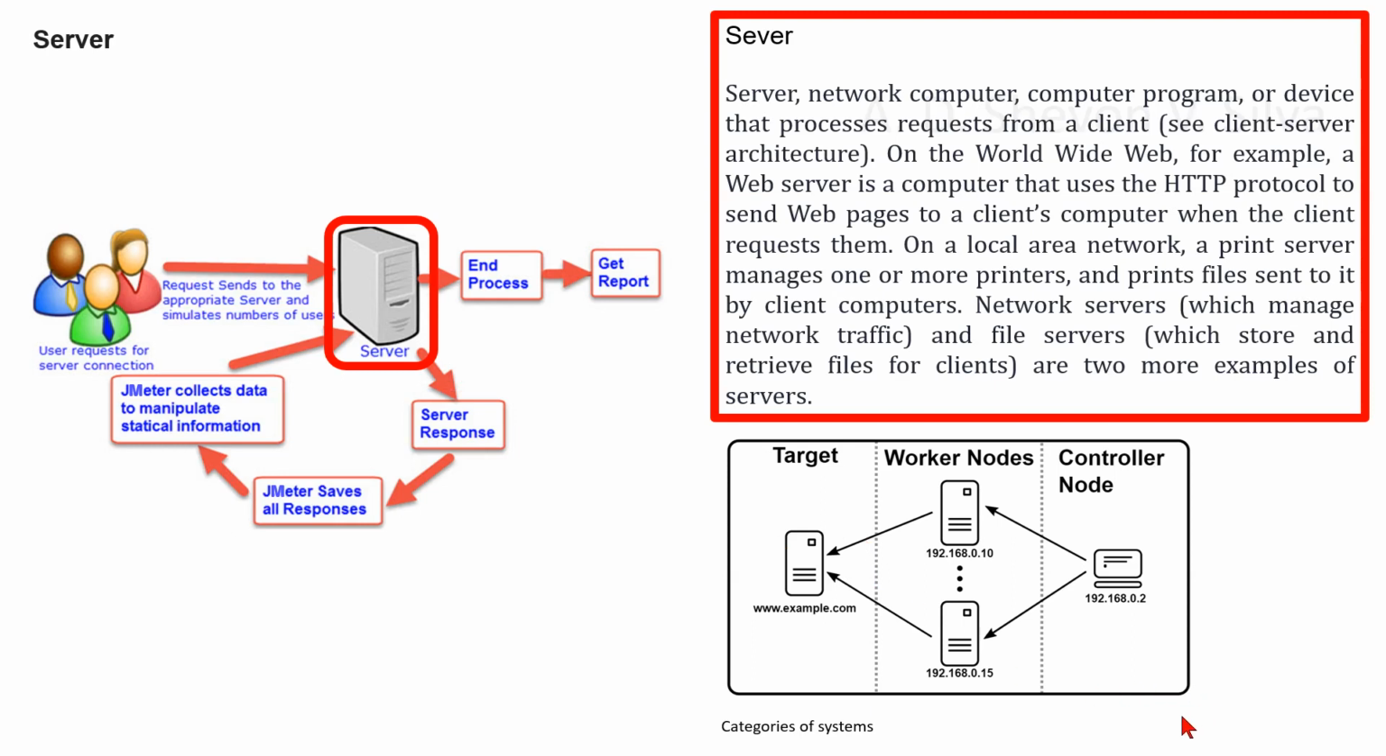Here you can see categories of systems. Controller node, the system running JMeter GUI, which controls the test. The worker node, the system running JMeter server, which takes commands from GUI and sends requests to the target systems. Target, the web server we plan to stress test.